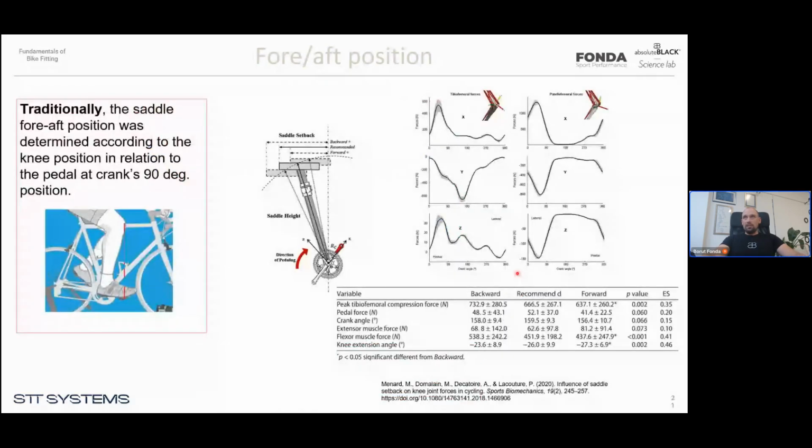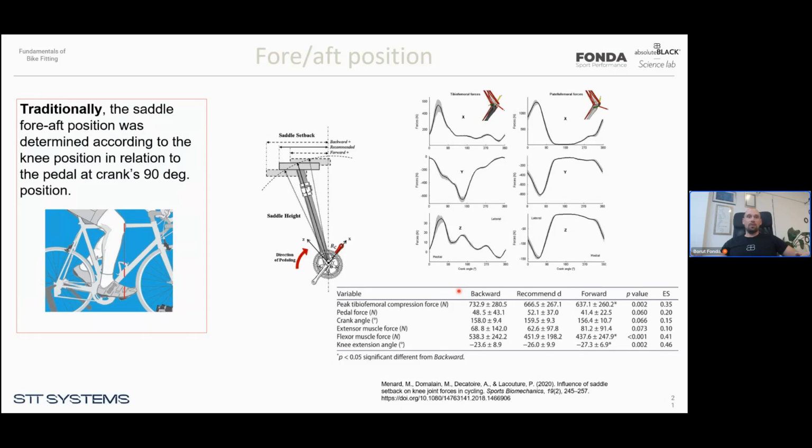Now, I'd say traditionally, or historically, the saddle fore and aft position was defined by the so-called knee over pedal spindle method. So they used a plumb line. They would set the cranks horizontally, pointing forward, and then they would drop the plumb line from the posterior part of the patella. That should not go past the pedal spindle.